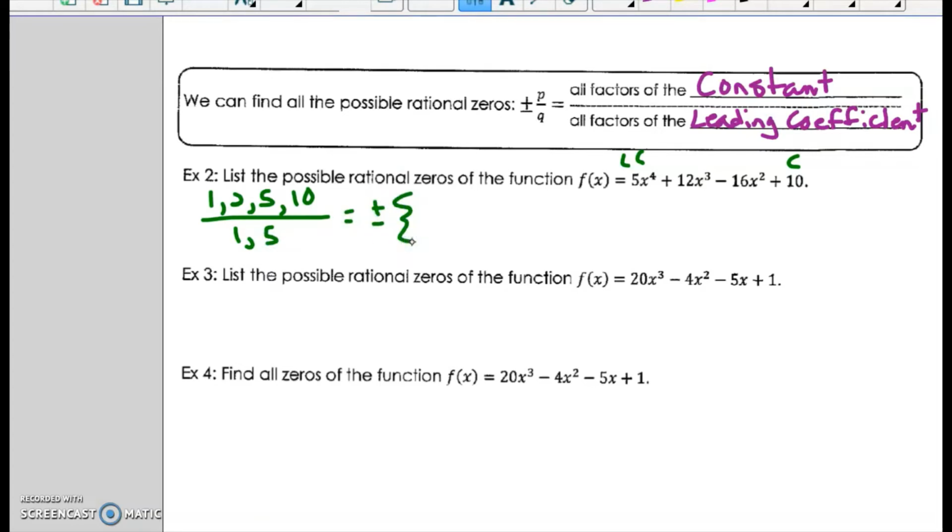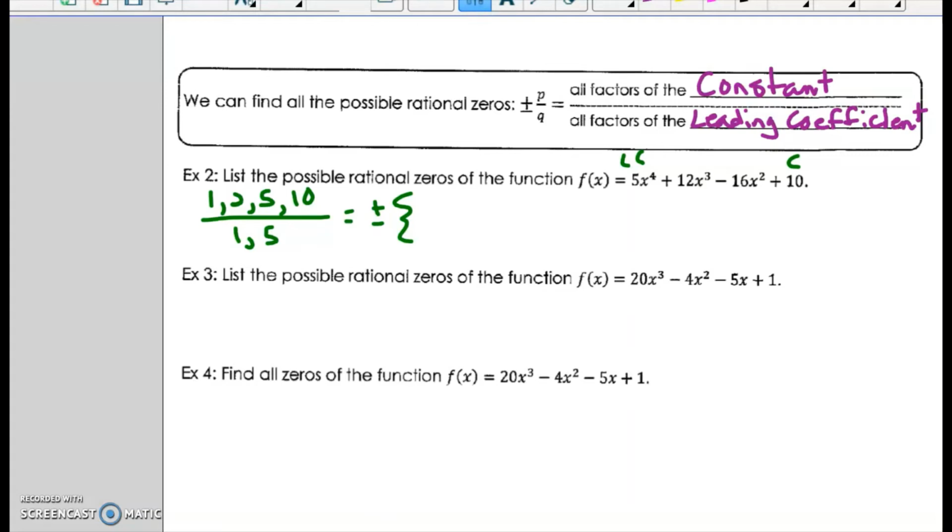And remember that positives and negatives both divide into the 10 and the 5. So we have to include the positives and the negatives when we do this. And then we also have to use a brace to make a set of numbers out of this. Alright, so we're going to divide all the top numbers by all the bottom numbers.